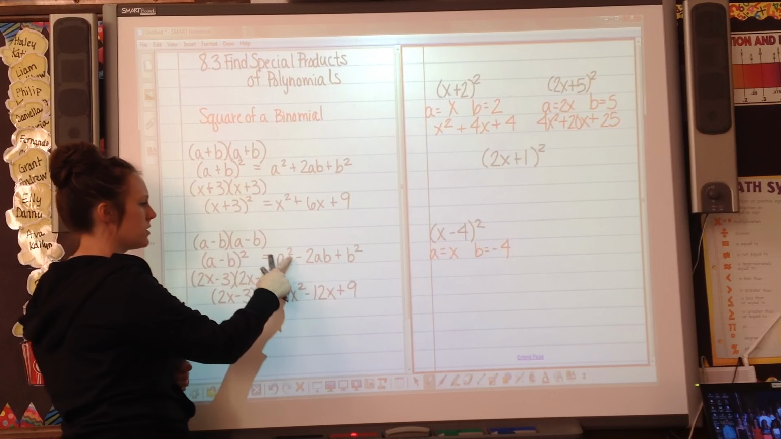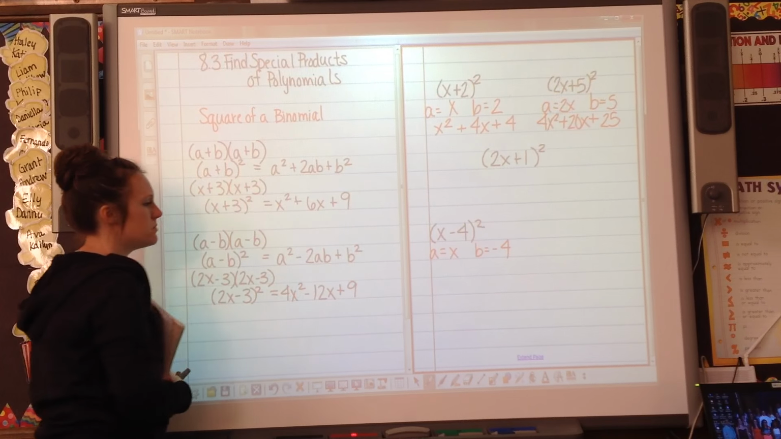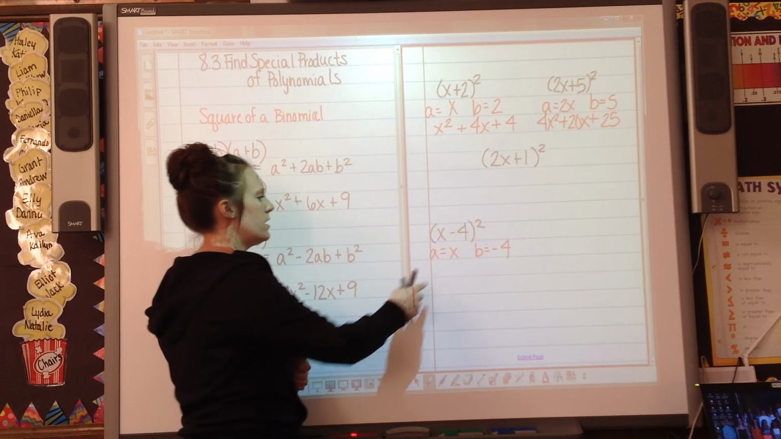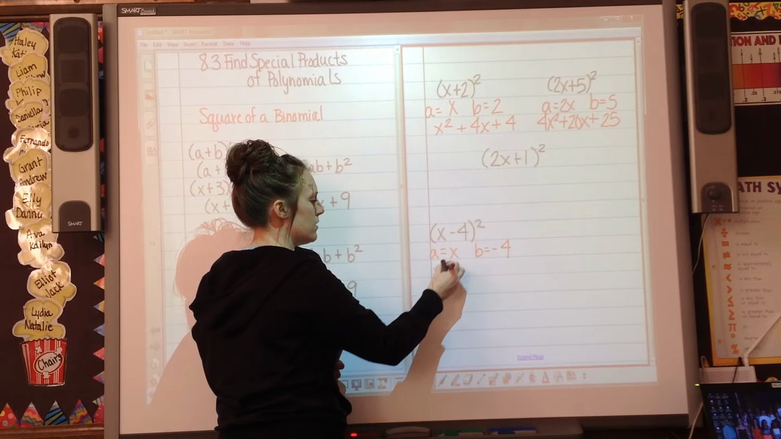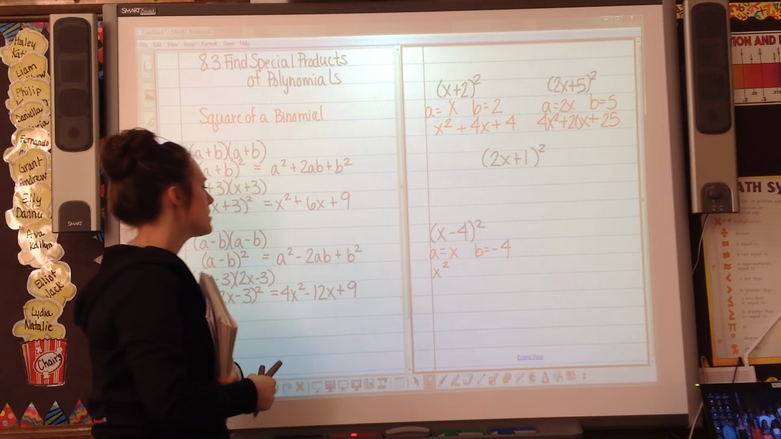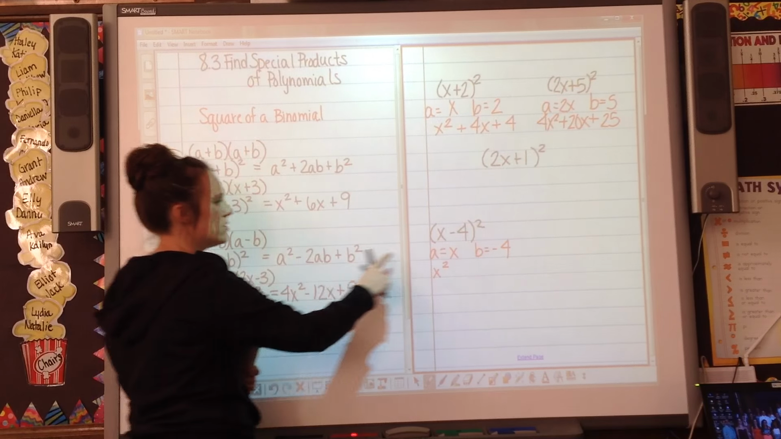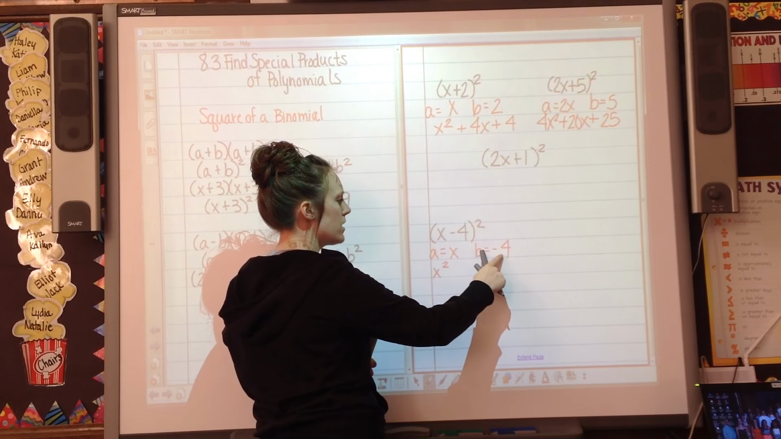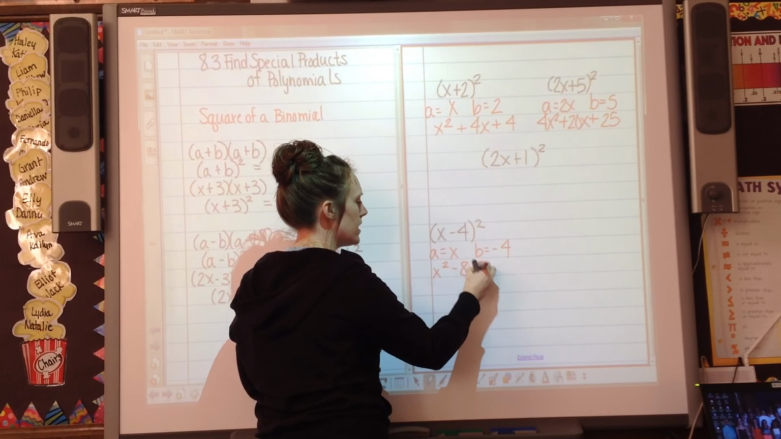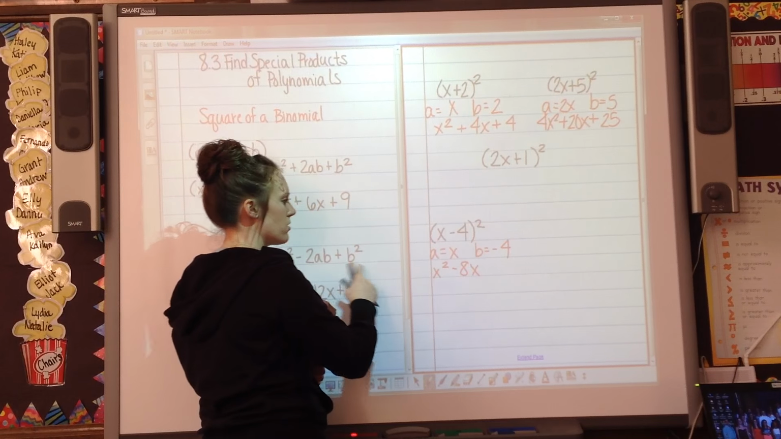Here it is. A squared minus 2ab plus b squared. So my a is x. I squared it. X times x. Times 2 times a times b. 2 times x is 2x. 2x times the negative 4 is a negative 8x. And then square your last term.